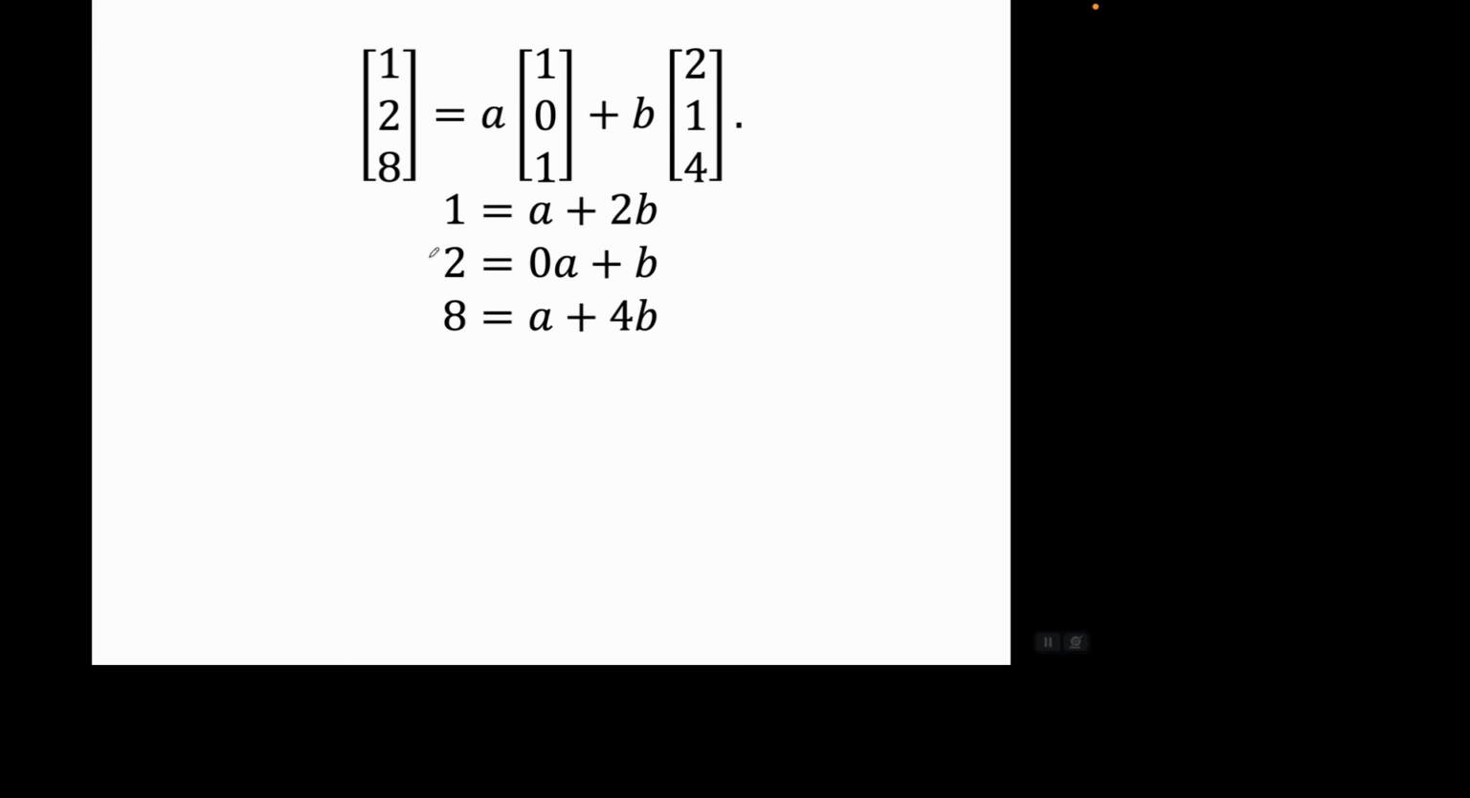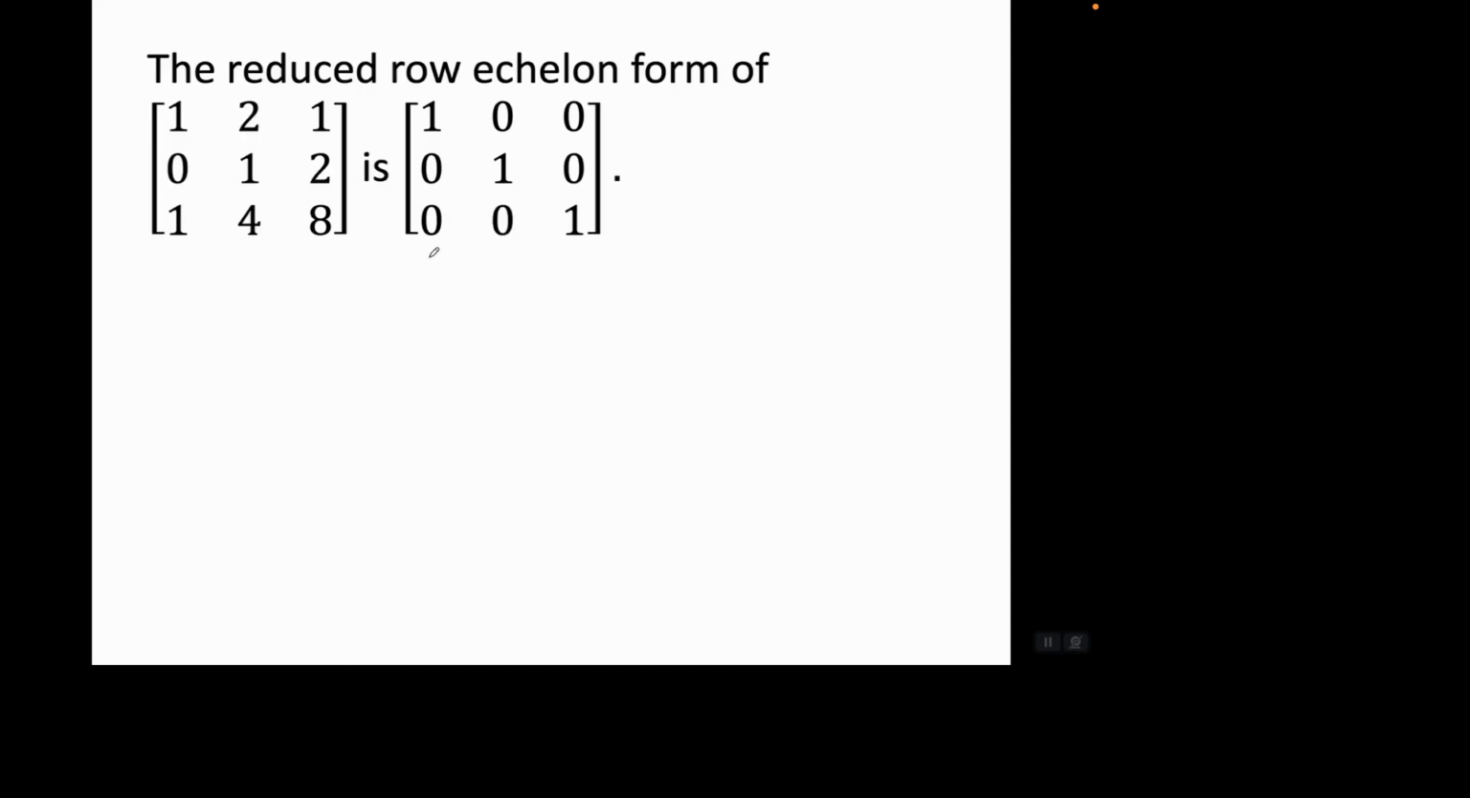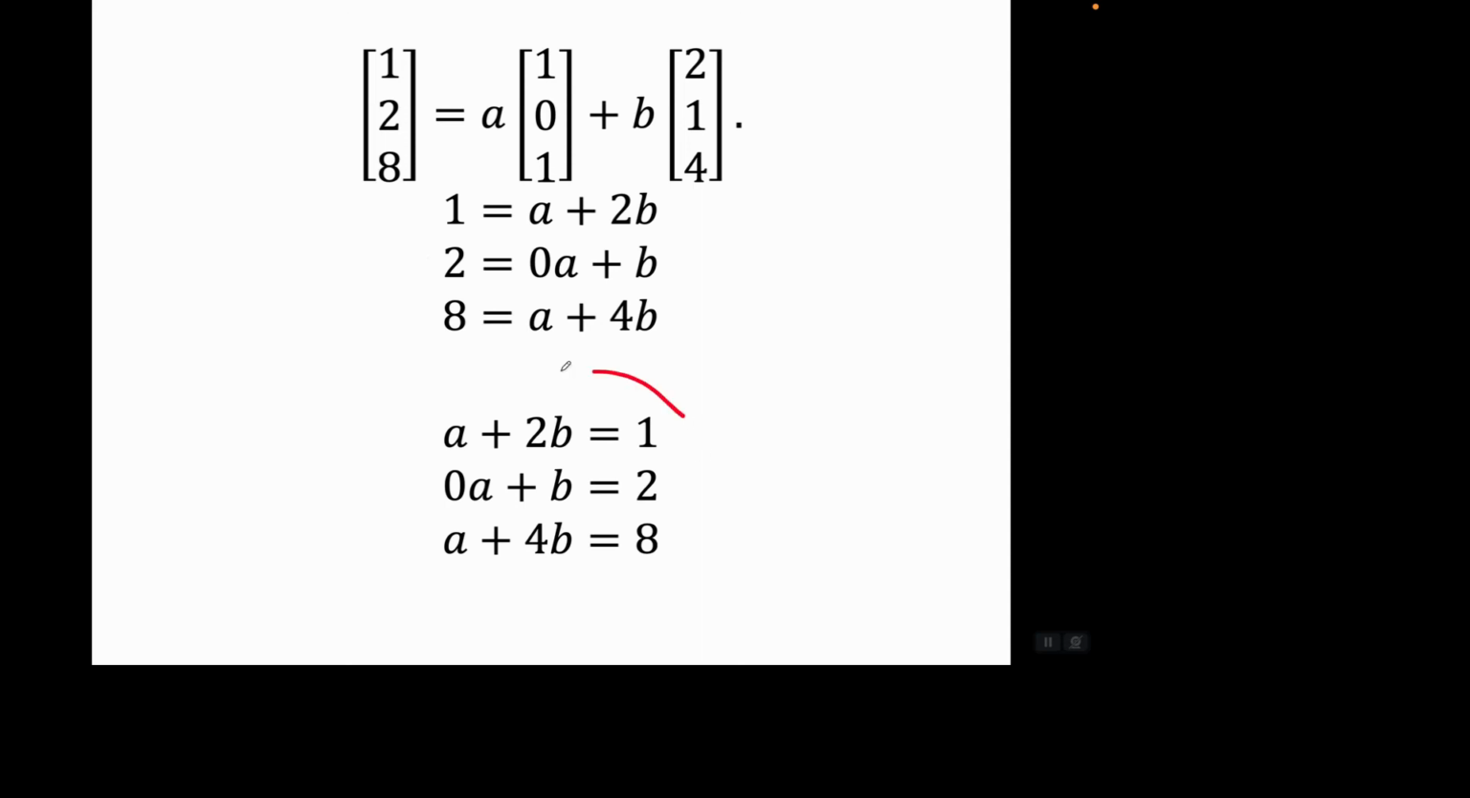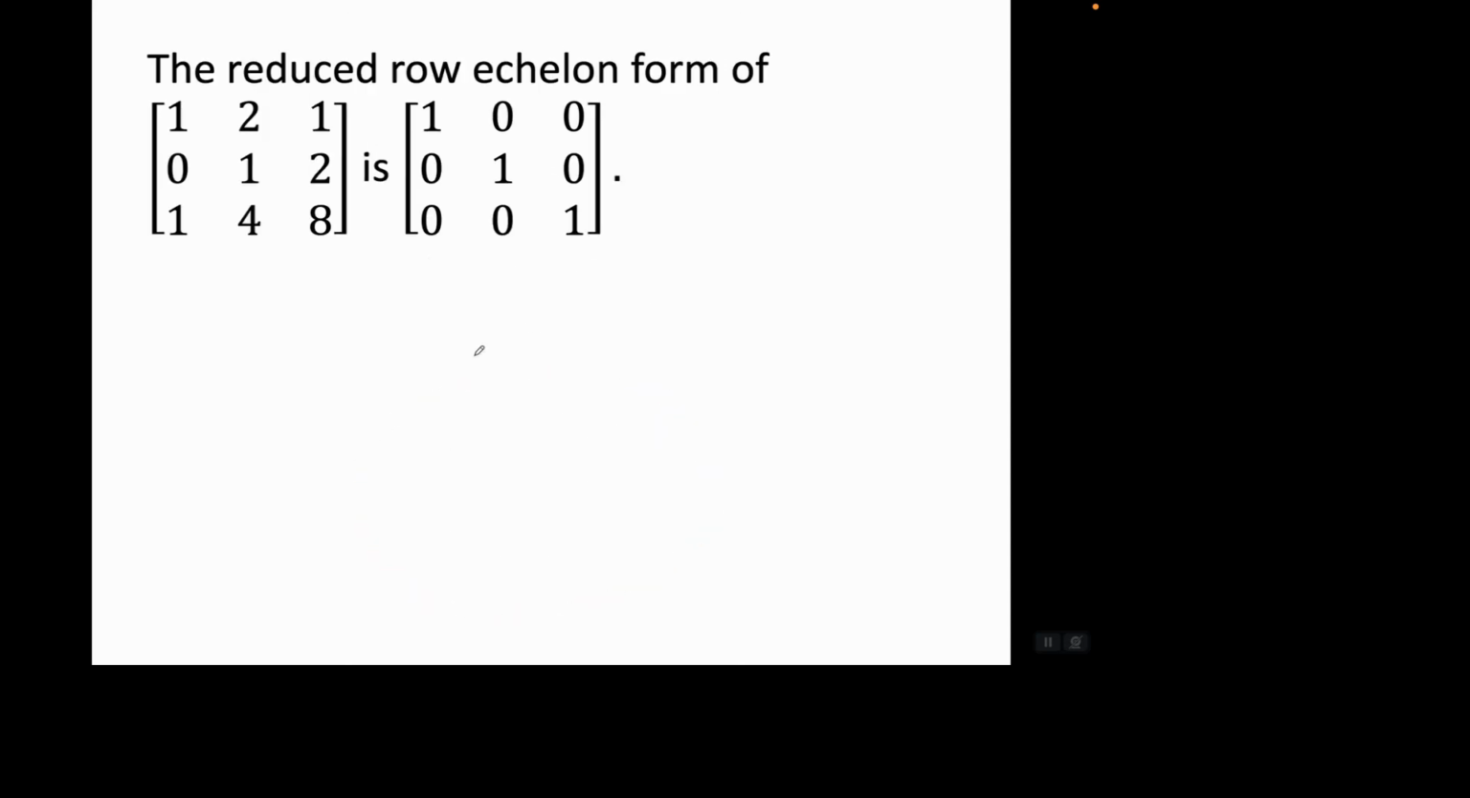Okay, that would imply that when we compare coefficients, we'd have 1 equals a plus 2b, 2 equals 0a plus b, and 8 equals a plus 4b. Let's rewrite it like this. So again, here we have a system of equations. Here's the augmented matrix for this system of equations. The reduced echelon form of that augmented matrix looks like this.